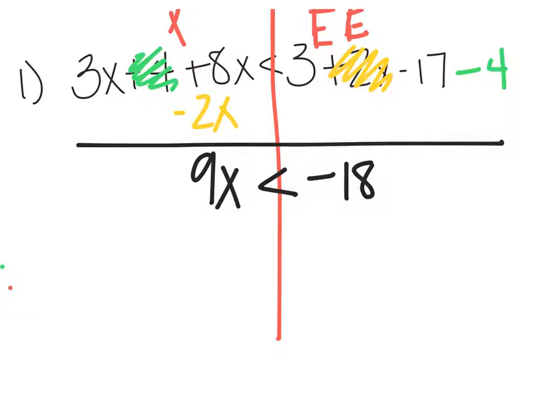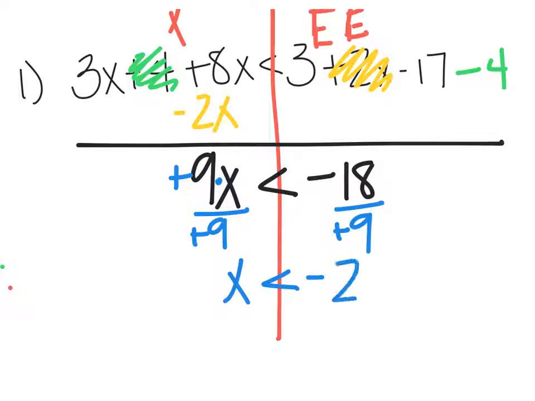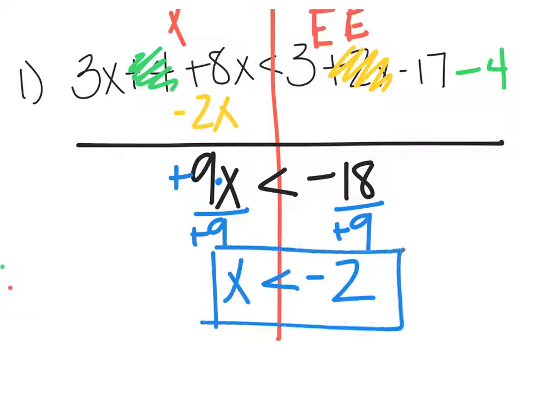To get x completely by itself, remember that 9 and that x are multiplied. So to undo that, I'm going to divide by 9. Notice this 9 that I'm dividing by is a positive 9 because this 9 was positive. So I'm not going to flip my inequality sign, so my answer is x's that are less than negative 2. That means anything I plug in that's less than negative 2, negative 3, negative 4, negative 5, negative 6, all the way to negative infinity would make this equation work out.